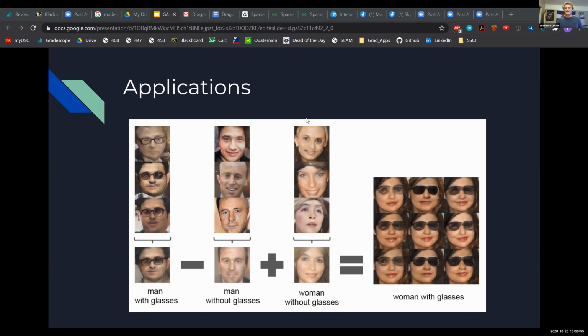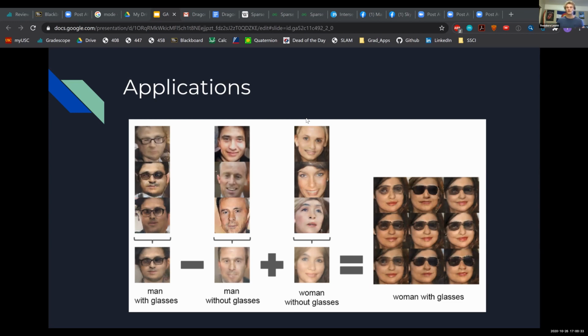And then when you add in woman without glasses, you're adding the value of woman to it. And so now in your latent space, you have some random number that's equal to woman with glasses. Then when you feed that into your generator, it's going to give you women with glasses, because it's been trained to take some random value and spit out an image. And all we're doing now is tailoring what random value we give it to make an image that we want.